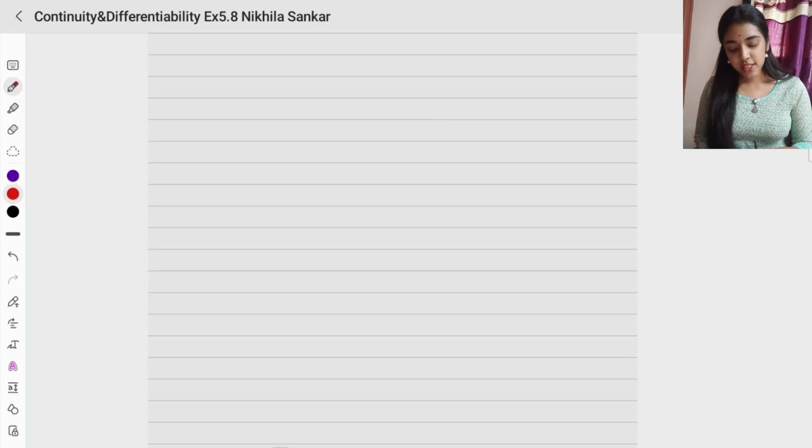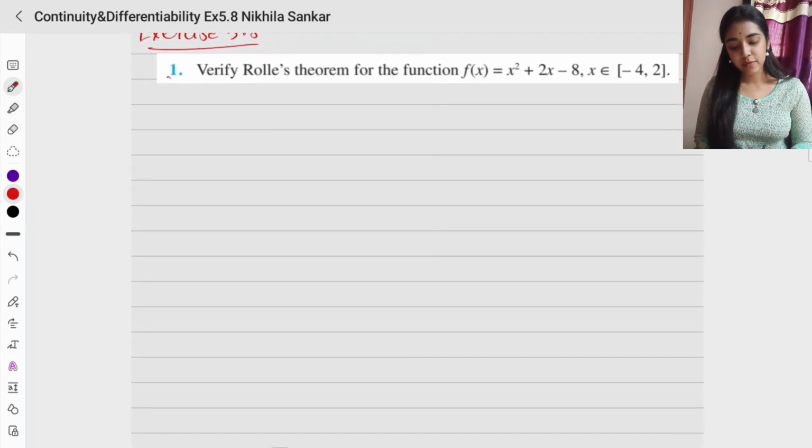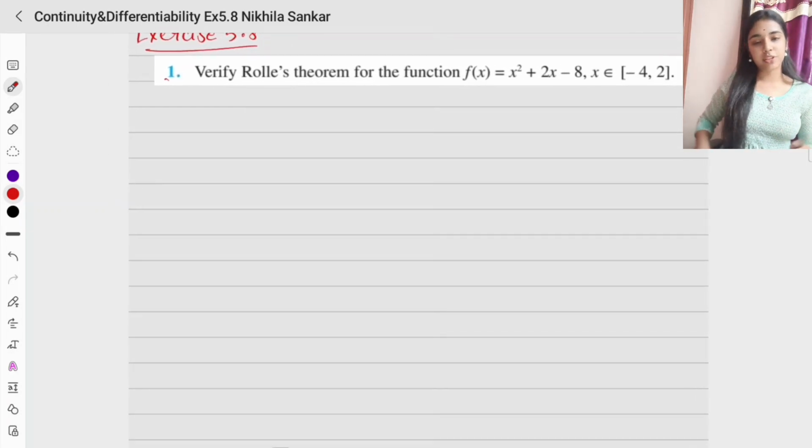இப்போ exercise questions. Moving on to exercises. So verify Rolle's theorem for the given function. So given function it is a polynomial function. You know that polynomial functions are continuous and differentiable. தெரியாதுனா first exercise போய் பாருங்க. I am not proving continuity and differentiability here.